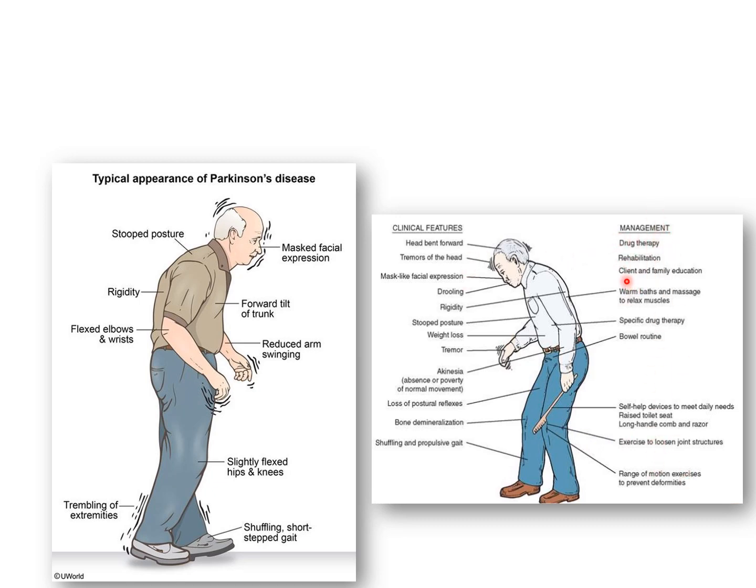So drug therapy, rehabilitation, then client and family education, then warm baths and massage to relax the muscle, specific drug therapy, bowel routine, then there is a long handle comb and razor, then exercise to loosen the joint structure, the range of motion exercise to prevent deformities.